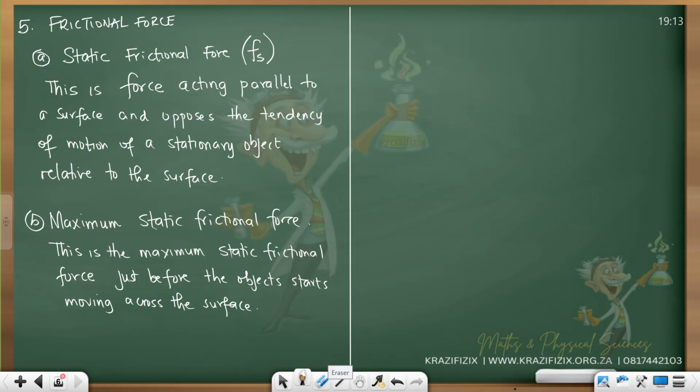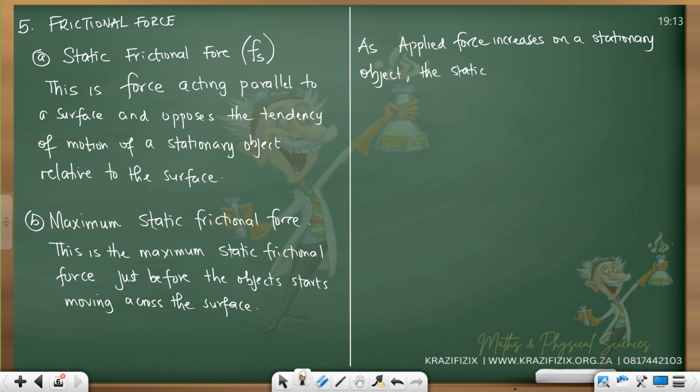Let's explain that. So let's quickly put an explanation. As applied force increases on a stationary object, the static friction also does what? Increases.